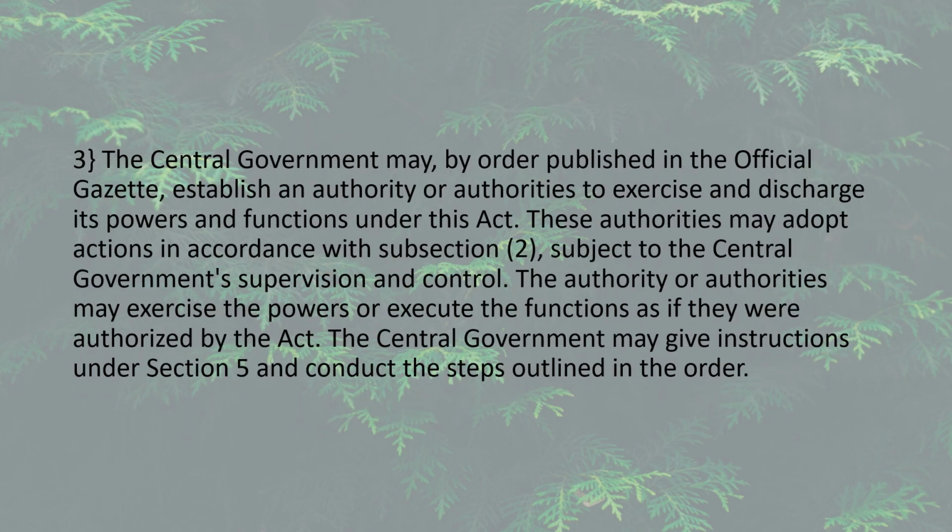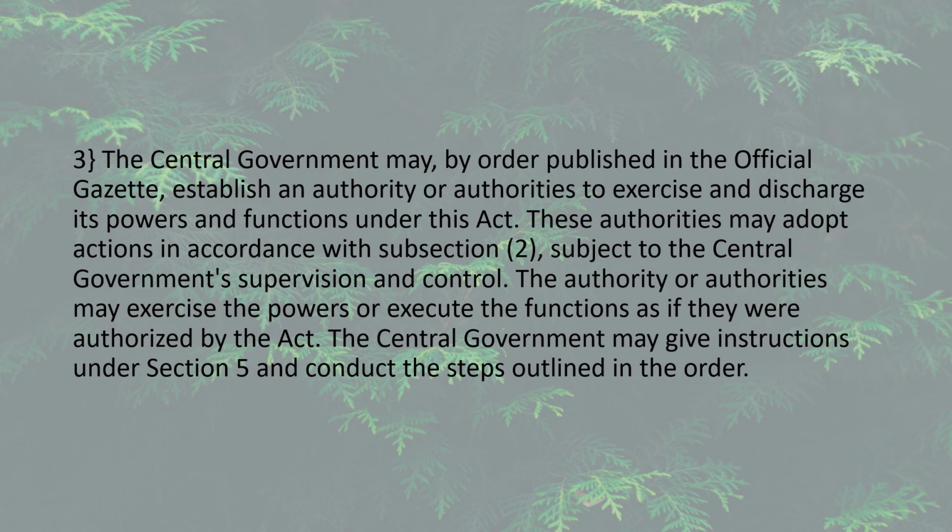Now the central government may, by order published in the Official Gazette, establish authorities to exercise and discharge its powers and functions under this Act. These authorities may adopt actions in accordance with subsection 2, subject to the central government's supervision and control. The authorities may exercise the power to execute a function as if they were authorized by the Act. The central government may give instructions under section 5 and conduct steps outlined in the order.